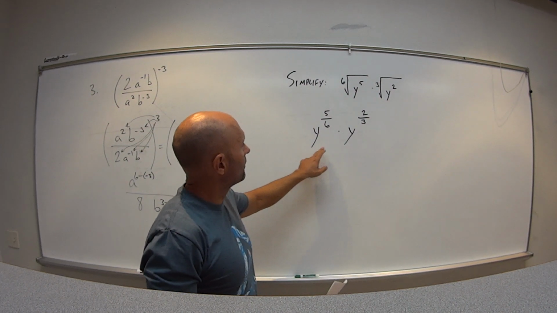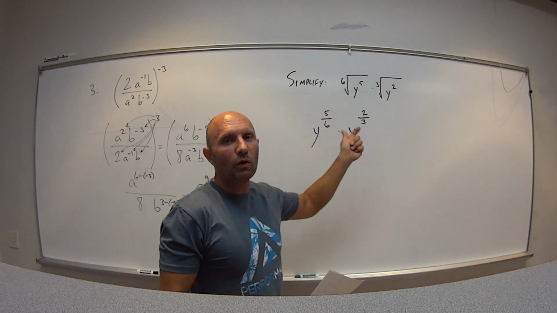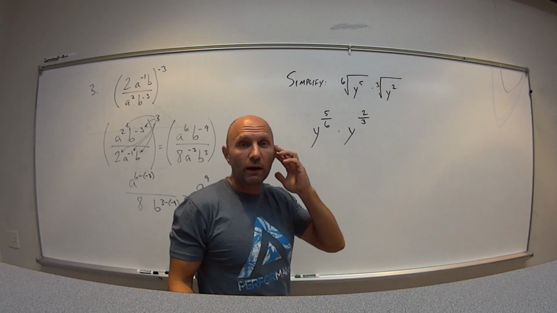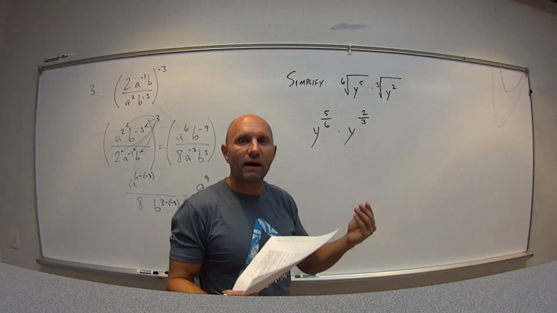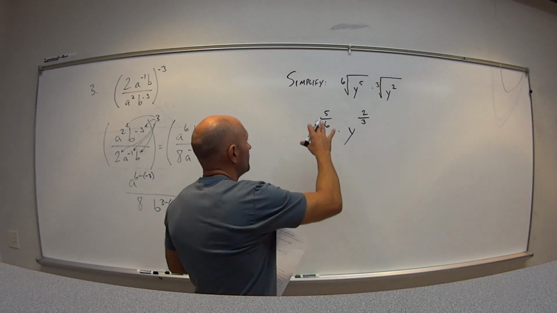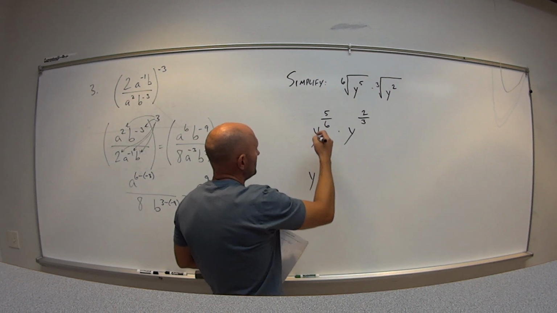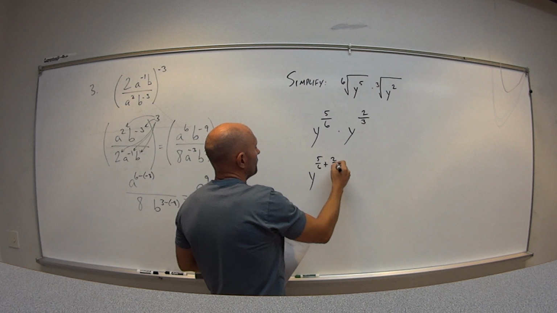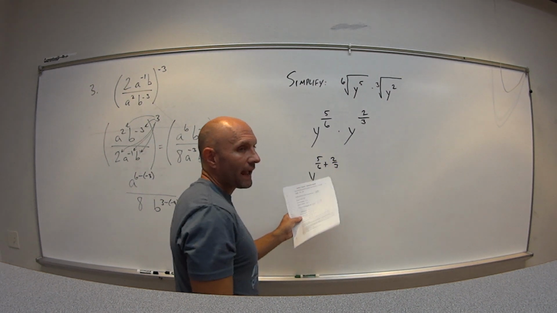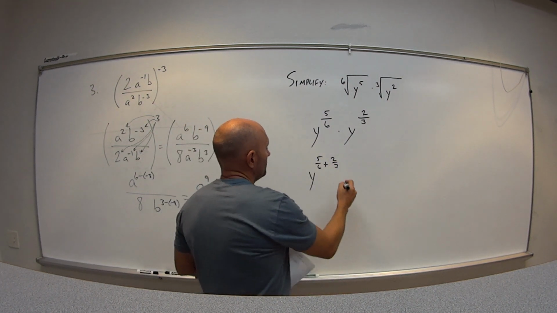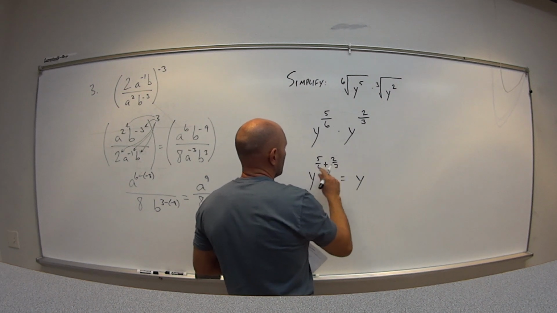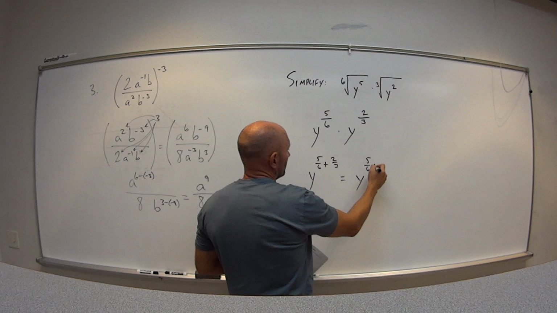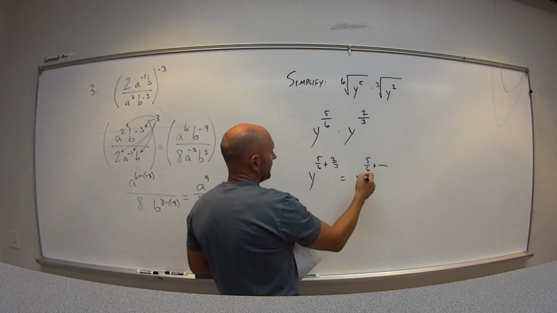Why? Because as long as I have the same base, what do I do with the exponent? So if I have x to the third times x squared, I do 3 plus 2 is 5. I just add the exponents. So same idea here. This is going to be y to the 5/6 plus 2/3. So to add fractions, I have to have the same denominator. So the least common denominator is what? 6. So this is y to the 5/6 plus this guy in terms of 6.